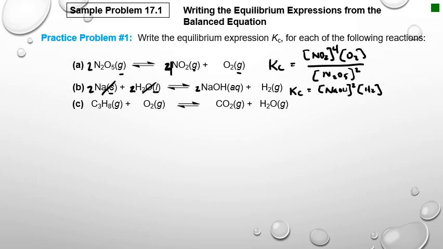And then finally, for our last reaction, we have another homogeneous system. I have the combustion of propane. So with this one, to balance the equation, I would have a 3, a 4, and a 5 for my coefficients. So for this last one, we would say the Kc would be equal to the concentration of carbon dioxide raised to the 3rd power times the concentration of water raised to the 4th power divided by the concentration of the propane gas and the concentration of oxygen gas raised to the 5th power.